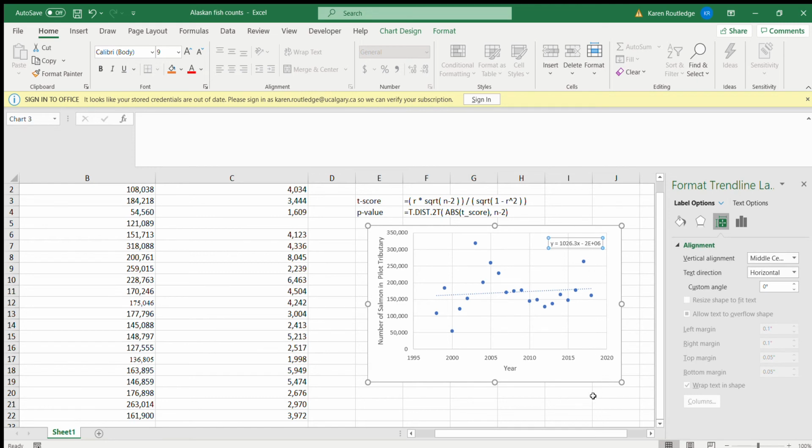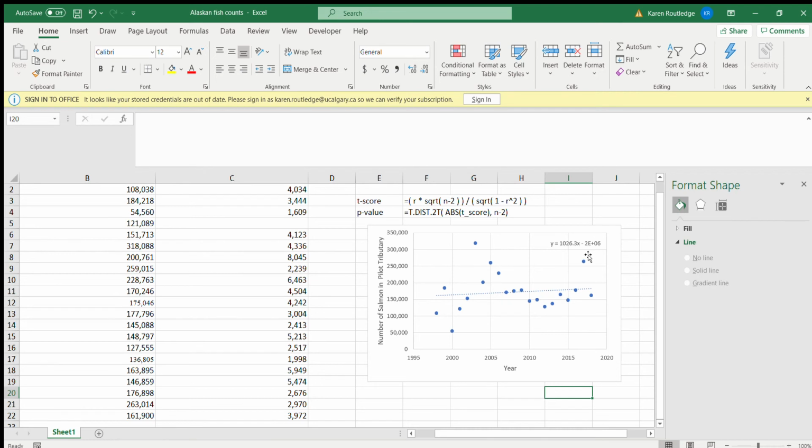So this is effectively saying, remember the y-intercept is the value of the y-axis when x equals 0. So x is year, so if we were to go back in time all the way to year 0, which has no particular meaning for us, then we are predicting there would be negative 2 million salmon. This is scientific notation, 2e to the minus 6. That is clearly a meaningless number.